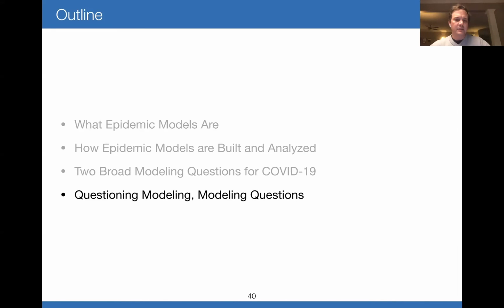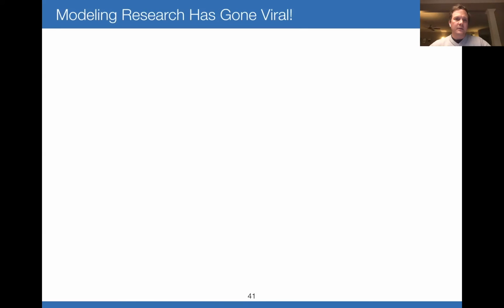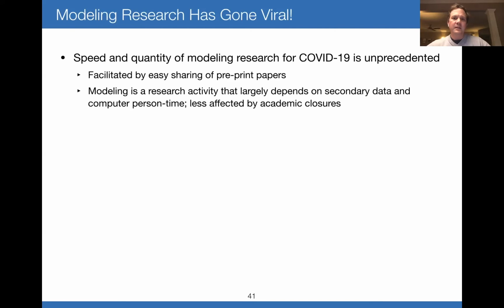Finally, I'll close and just discuss briefly about how some of these modeling findings have been used and interpreted in the literature. Overall, modeling research, like coronavirus itself, in a sense, has gone viral. And this is driven by an unprecedented speed and quantity of the modeling research we haven't seen before. In part, this is facilitated by easy sharing of preprint papers that haven't gone through the full journal publication process. Modeling also is a research activity that largely depends on secondary data, so data that other people have collected and computer person time.